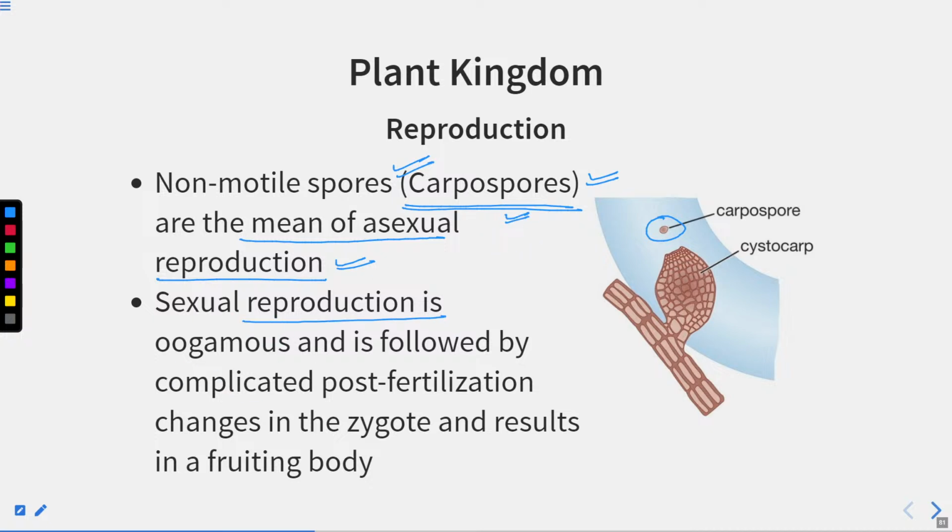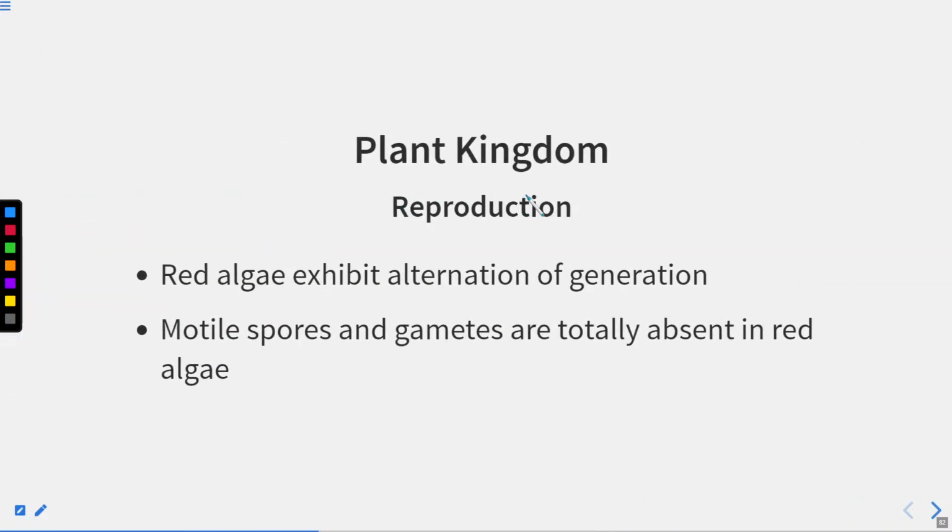Sexual reproduction is oogamous, and it is followed by complicated post-fertilization changes in the zygote and results in the fruiting body. So this is the alga, the red alga, that forms the fruiting body, right? And this spore, the carpospore, is quite different from the other two algae. It occurs only and only in the red algae.